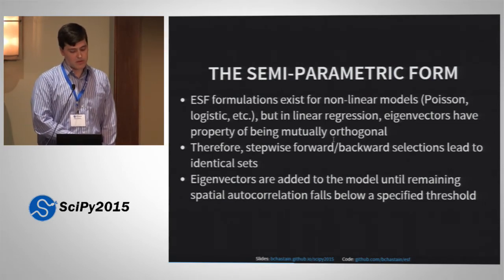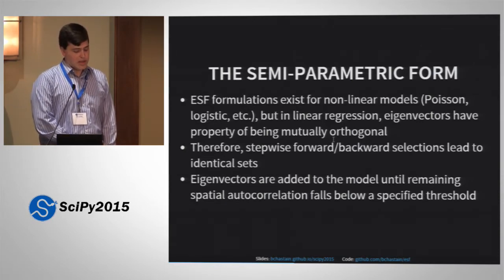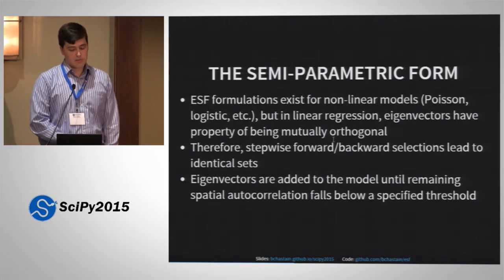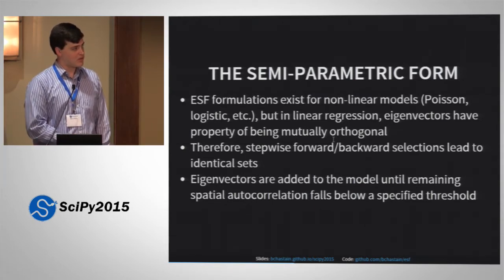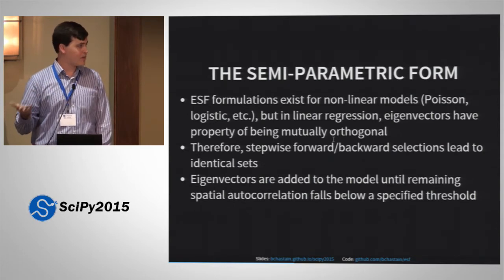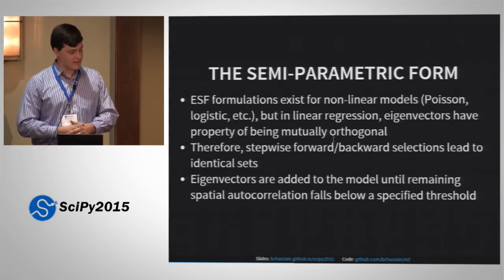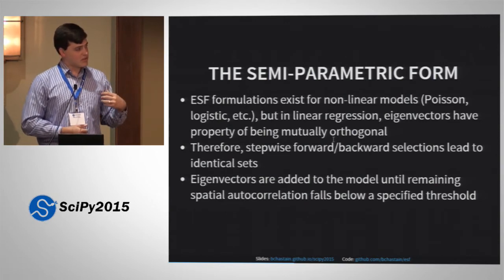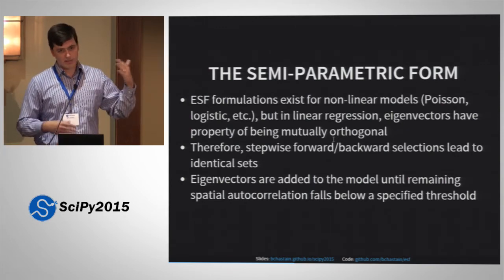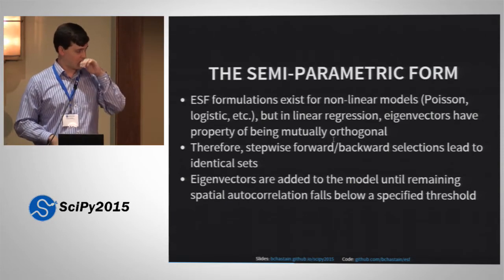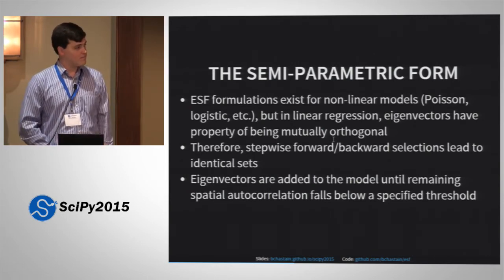So there are several different forms of this eigenvector spatial filtering, but I was particularly interested in the semi-parametric form. Like I mentioned, there are other ones for nonlinear, Poisson, logistic, and others. But the linear regression form of eigenvector spatial filtering has some nice properties: the eigenvectors that you come up with in that last calculation are mutually orthogonal. So that means that if I do a stepwise forward or backward selection, I'm going to get identical sets of eigenvectors selected from all my candidate eigenvectors. And so you keep adding eigenvectors until the spatial autocorrelation left falls below a threshold. So once it's non-significant or close to 0, you can set that threshold at whatever you think is most appropriate, and then you've got your final set of eigenvectors for use in your parametric model.